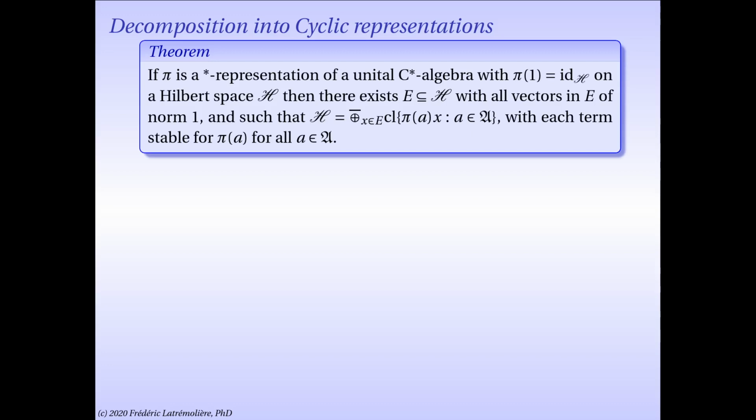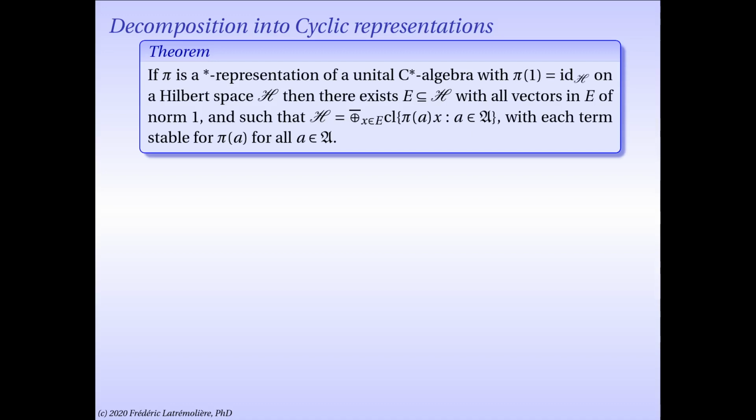So in other words, you pick an X in E, you form a set of vectors of the form pi of A times X for A ranging over your system algebra. That's easily checked to be a subspace. You close it so that now it becomes a Hilbert subspace. And I claim that if you look at different X's in your set E, then you're going to get orthogonal subspaces, and you can add them up to the entire Hilbert space.